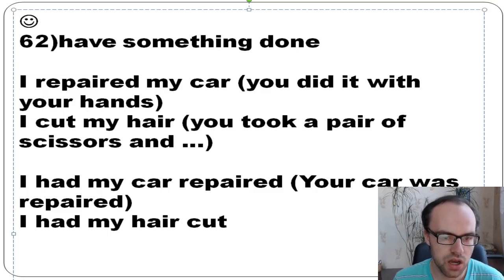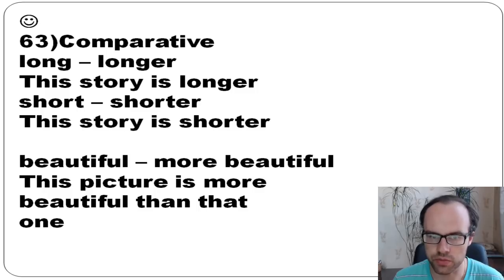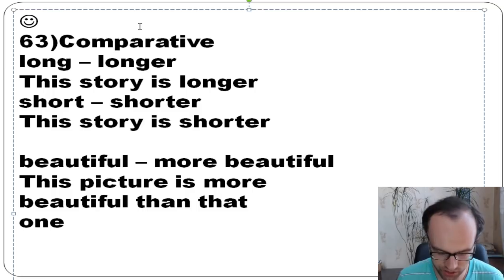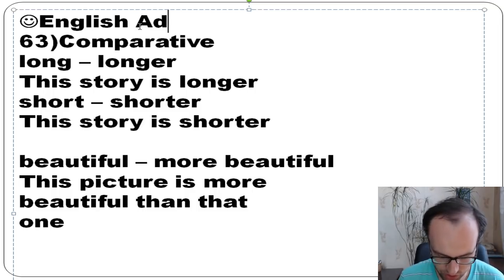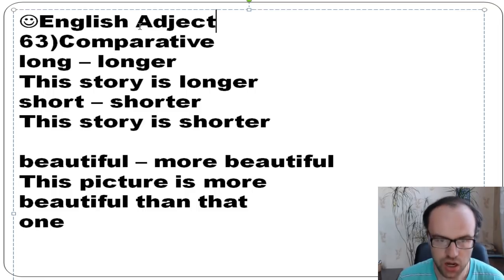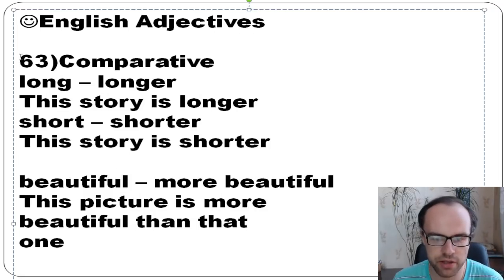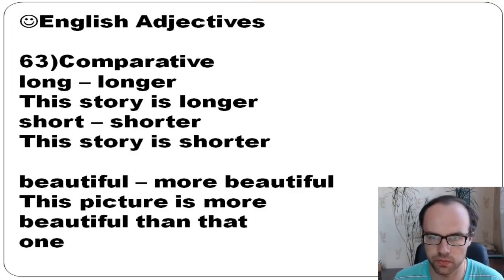Well done. Let's talk about comparative forms. It's very important, comparative forms and English adjectives. Let's talk about English adjectives and comparative forms. It's very important, really.